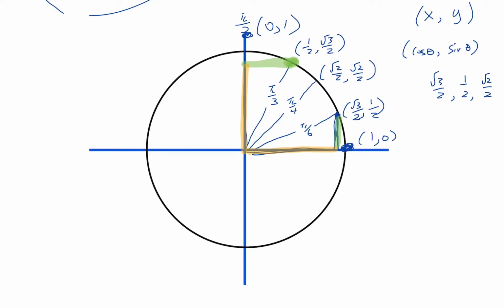So first, let's get the somewhat simpler points out of the way. So here, 1, 0. So this right here, just think in terms of x and y coordinate, right? We have negative 1, 0. Here, we have, again, x is 0, y will be negative 1.